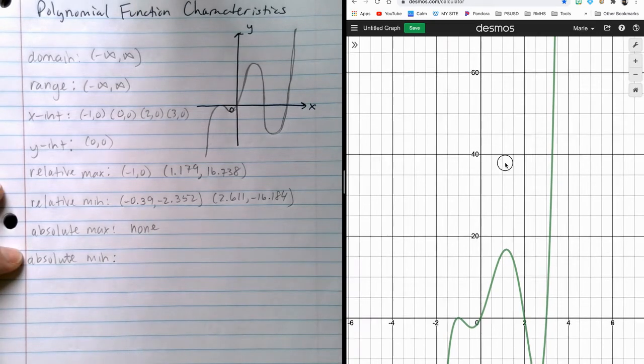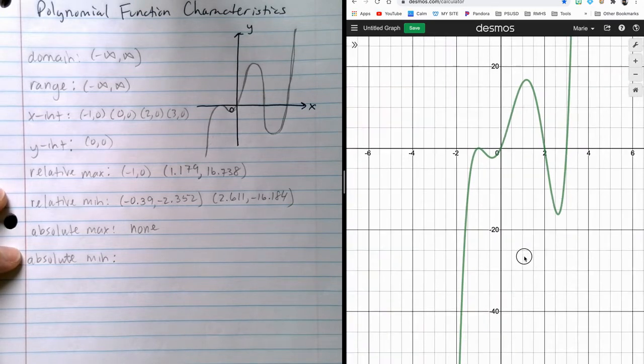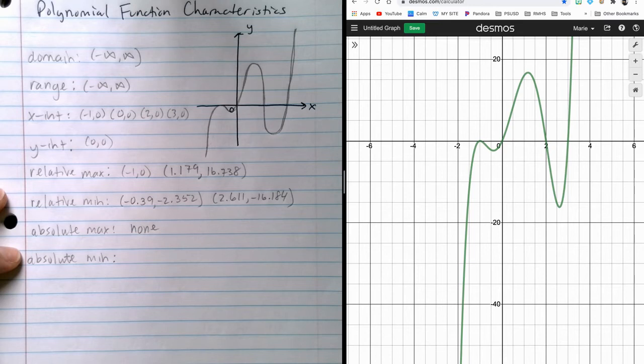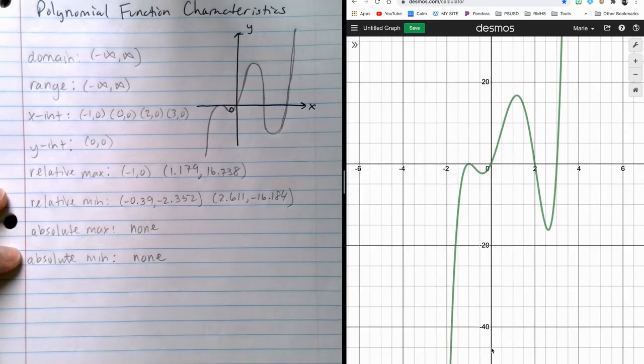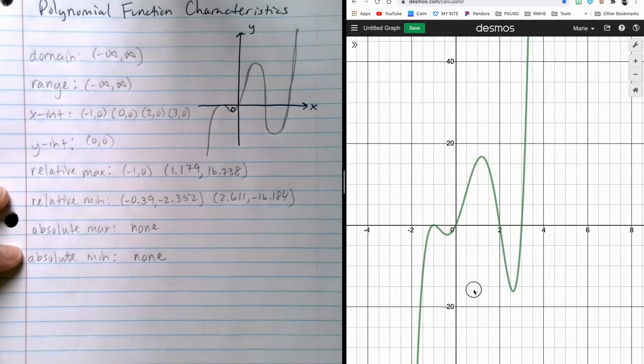Now let's look for absolute minimums. Is there any absolute minimum possible value this could go? Any low value? Well, not really. I mean, I'm looking down here and the graph goes forever. So let's look at our intervals of increasing and decreasing now that we've analyzed our extrema.